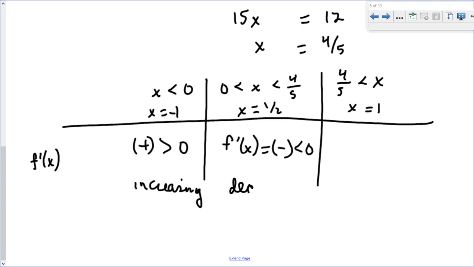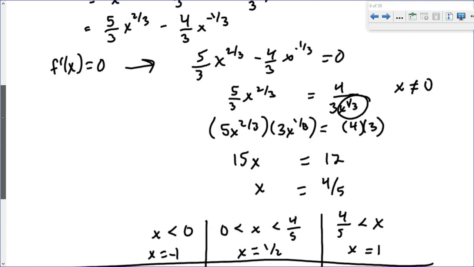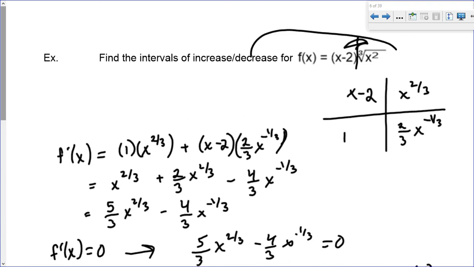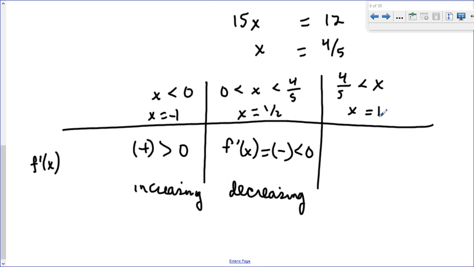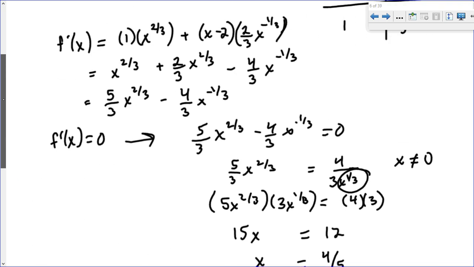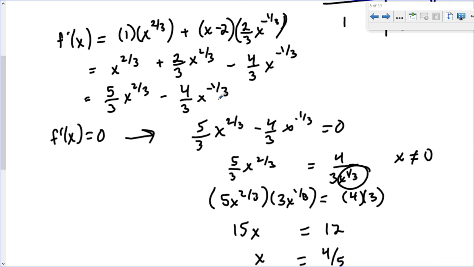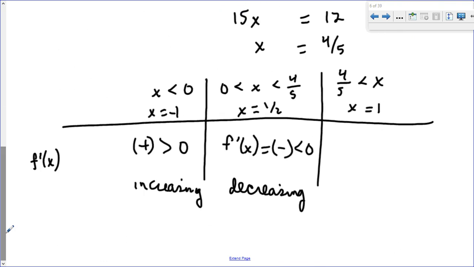That's decreasing. At any time you can graph the original function on Desmos, and just confirm that those are in fact happening here. Okay, and x equals 1. Again, x equals 1. We're going to have 5/3 take away 4/3, and that's still a positive. That would be a positive situation, and that's increasing. Okay, so those are our intervals.